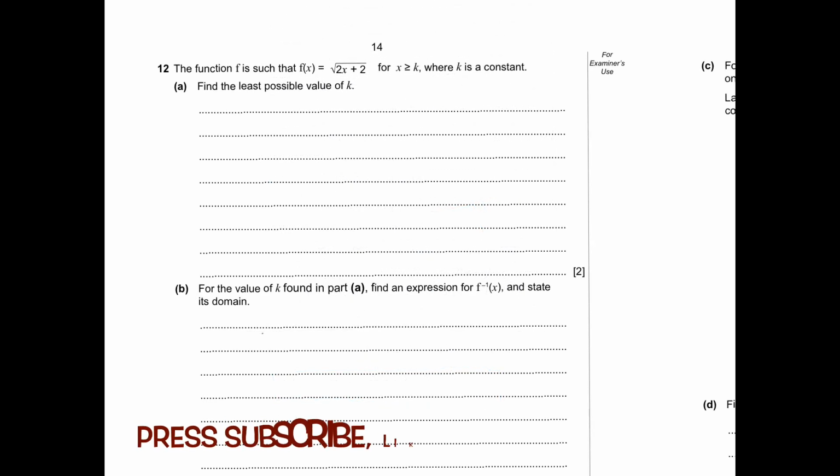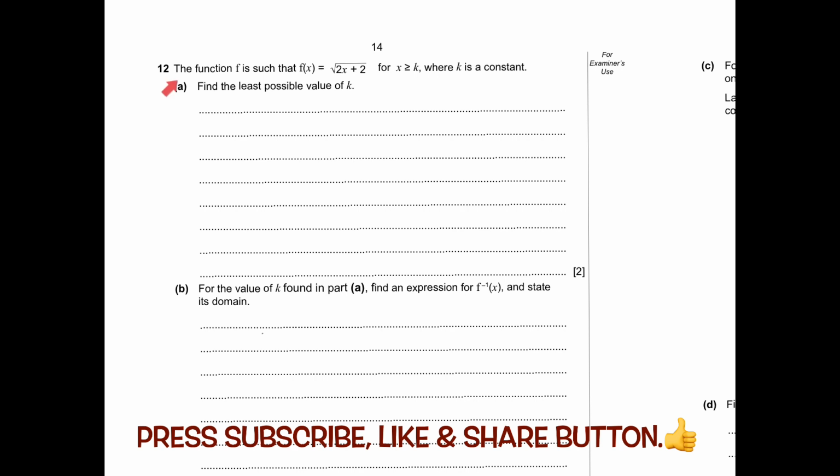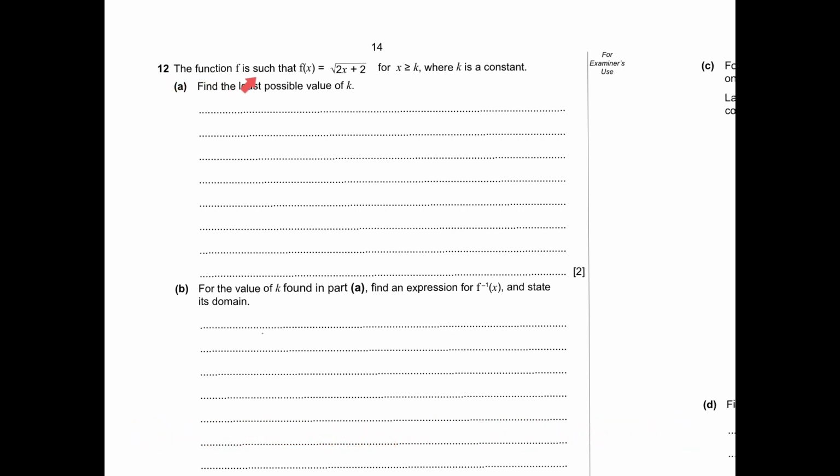All right. Now looking at question 12, which is the last question of the paper, the function f is such that f of x is equal to the square root of 2x plus 2 for x greater than or equal to k, where k is a constant. Find the least possible value of k. Now, there is a function that we are having, and that should be the domain of the function. So when they are saying find the least possible value of k, we are to try and find the possible domain of such a function here.